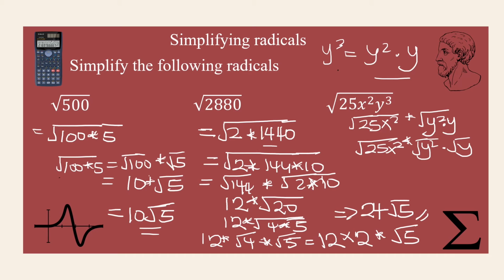So finding the square root of 25x squared is just 5x, because 5x, if you multiply it by itself, you get 25x squared. The square root of y squared is just y. So 5x times y times the square root of y. So this gives me 5xy square root of y. Okay, all right, and that's about it. 5xy square root of y.